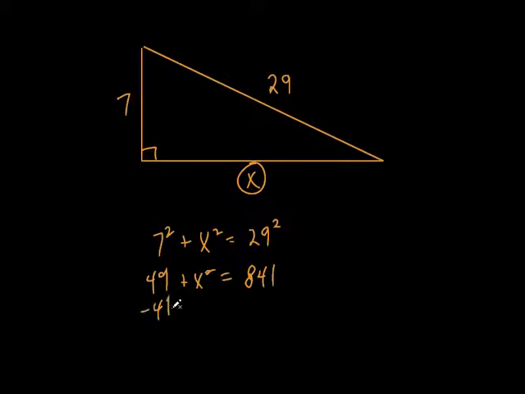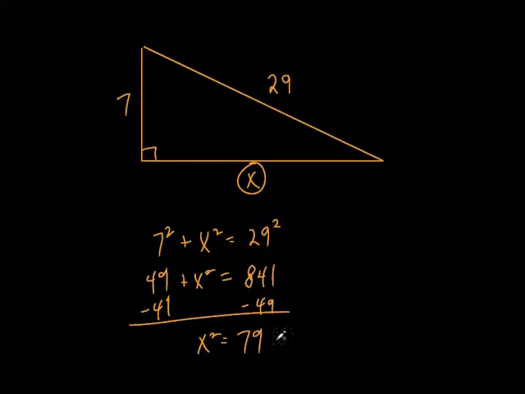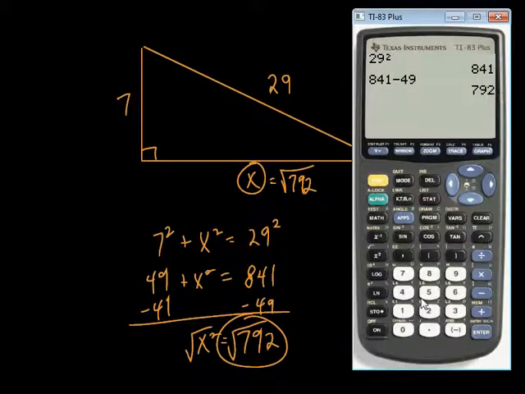Subtract 49 from both sides. So x squared equals 841 minus 49. I should be able to do that in my head, but I'm not going to. 792. And what do we do? Take the square root, and I'm perfectly fine if you leave it as the square root of 792. I know you don't like that. I know it looks a little ugly, but I'm fine with you leaving it like that, for now anyway.